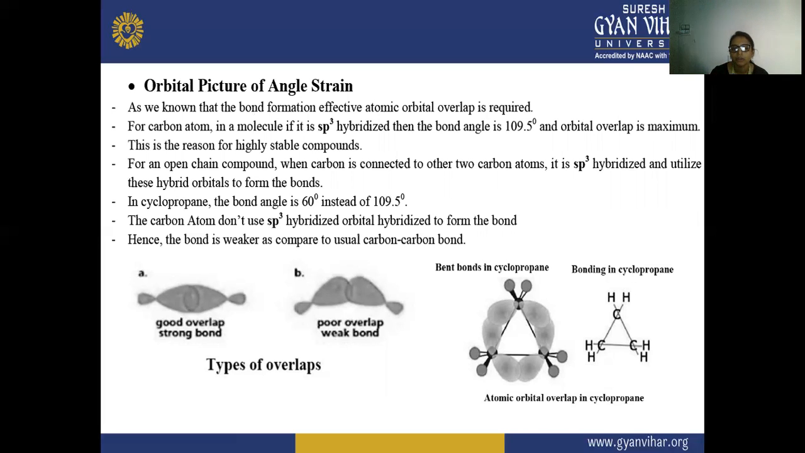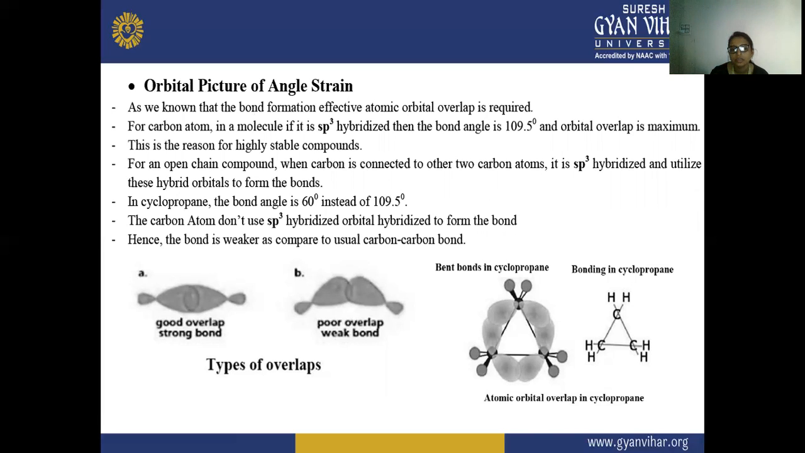The carbon atoms do not use sp3 hybridization to form the bond, so the bond is weaker compared to the usual carbon-carbon bond. Here you can see the two types of overlapping: the first is good overlapping, or a strong bond, and the second is poor overlapping, or a weak bond.